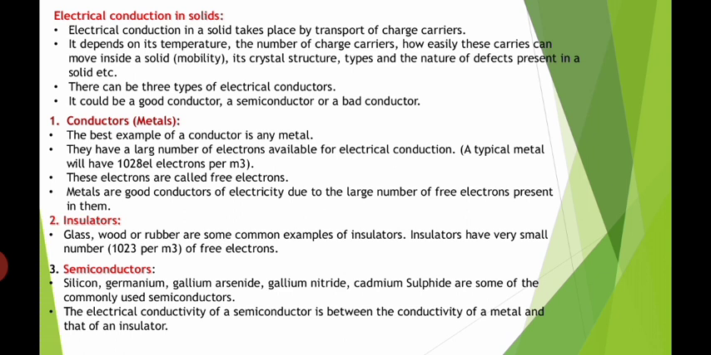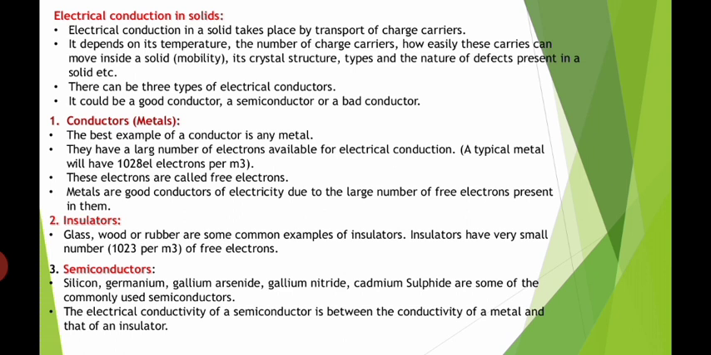First, conductor. The best example of a conductor is any metal. They have a large number of electrons available for electrical conduction. These electrons are called free electrons. Metals are good conductors of electricity due to the large number of free electrons present in them. Second, insulator. Glass, wood, rubber are some common examples of insulators. They have very few free electrons.